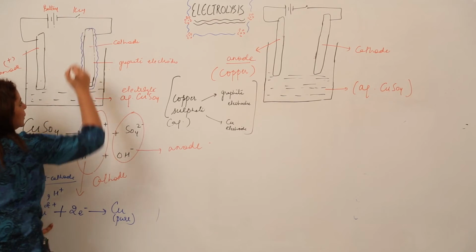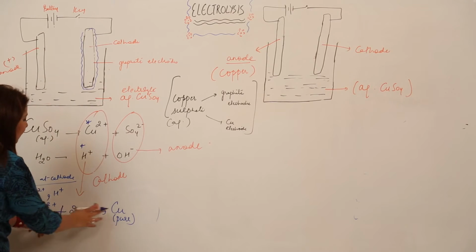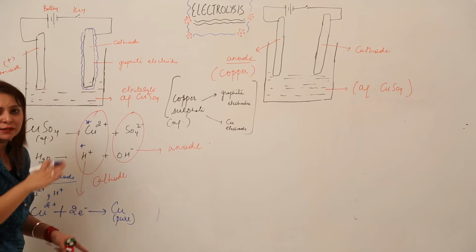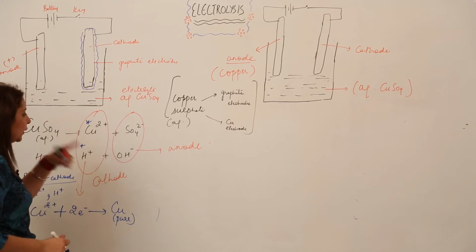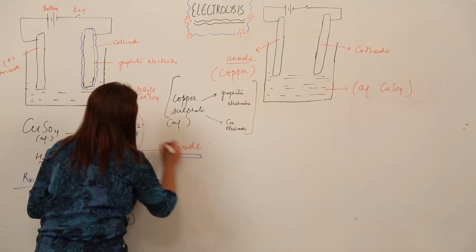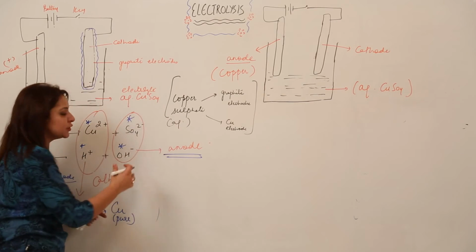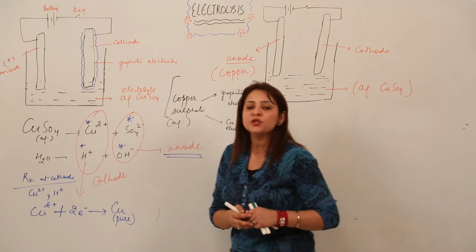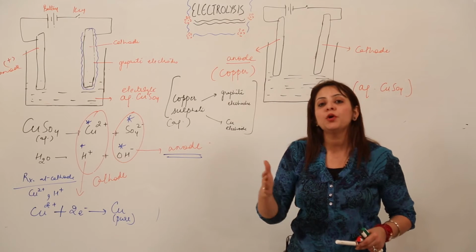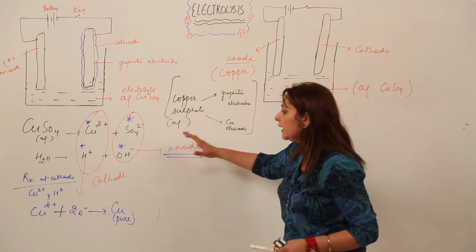So this kind of reaction just goes on, and this copper coating just coats the graphite electrode. Now what happens at the anode? This ion and this ion just move to the anode because they are negatively charged. So they will move to the positively charged electrode, that is the anode.